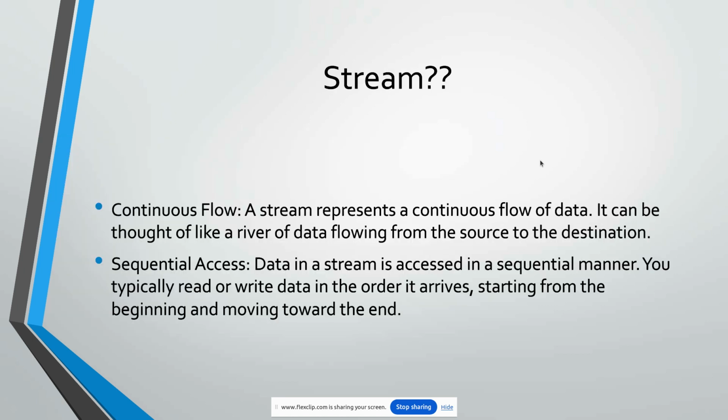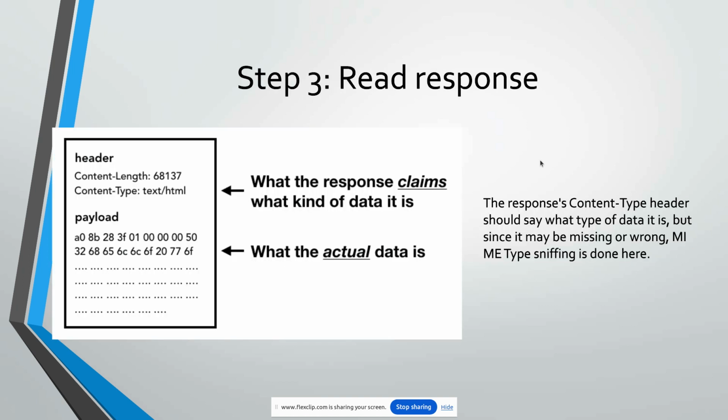So a stream is a continuous flow of data. We can use this stream to check whether it's a JPEG file or some other kind of file format. How we do it is we look at the content type header, which should say what data type it is. But before that, it could be wrong, so we look at the real code of the payload. That's called MIME type sniffing.